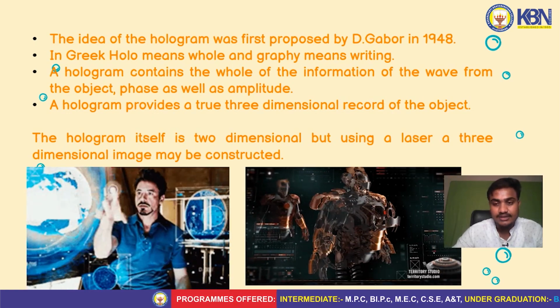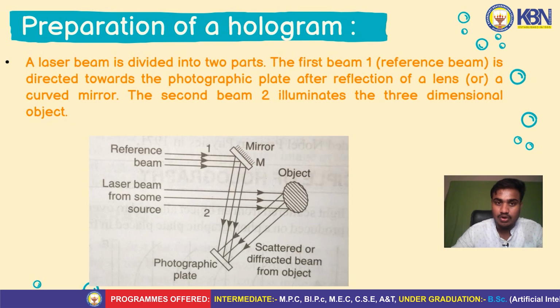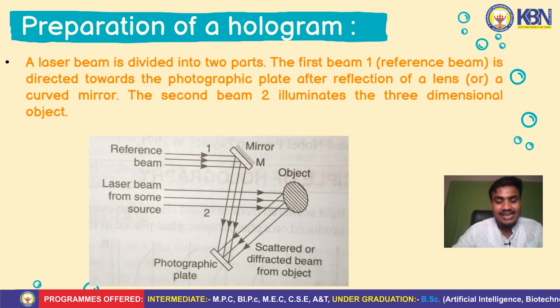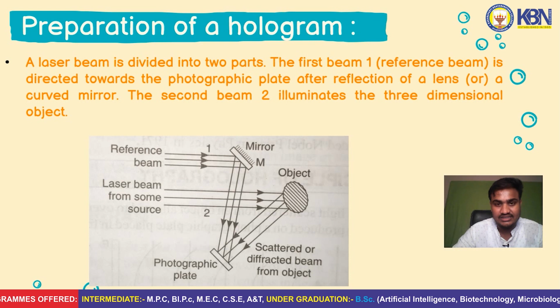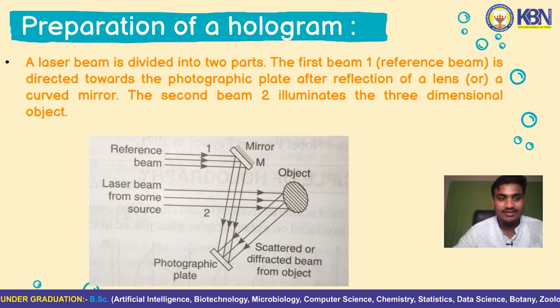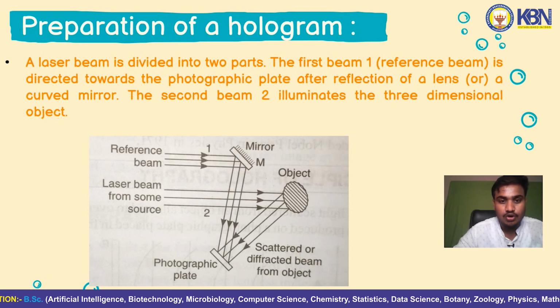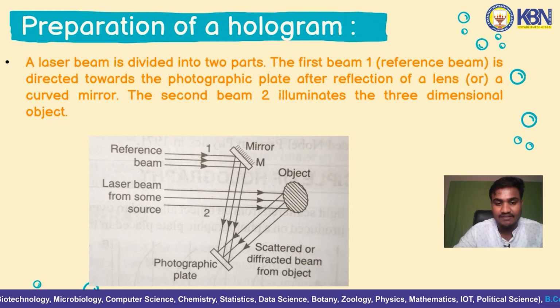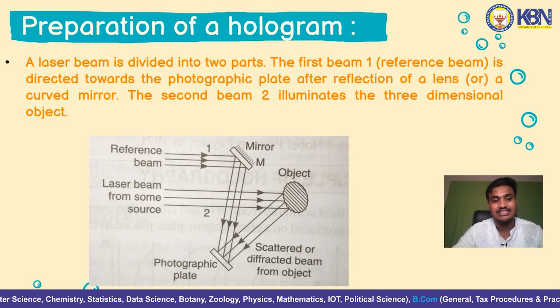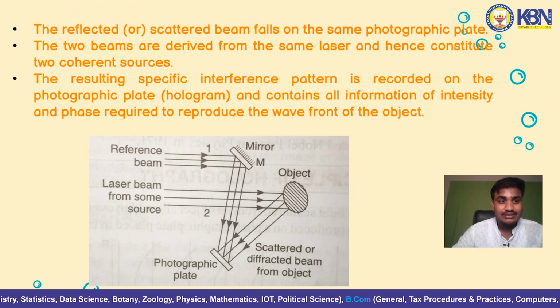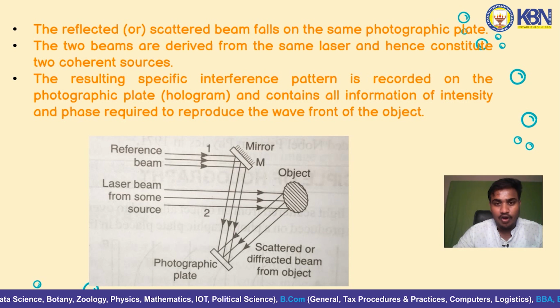Coming to the preparation of a hologram, here you can see a laser beam is divided into two parts. One is called the reference beam, which will be directed towards the photographic plate after reflection from a lens and a curved mirror. The second beam goes to the object and illuminates the three-dimensional object. The first one is called the reference beam and the second one is the laser beam from the source. The reflected or scattered beam falls on the same photographic plate.